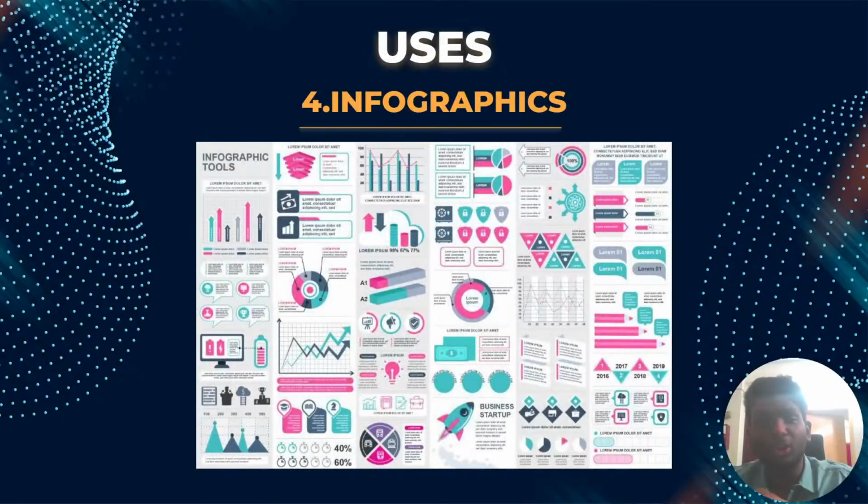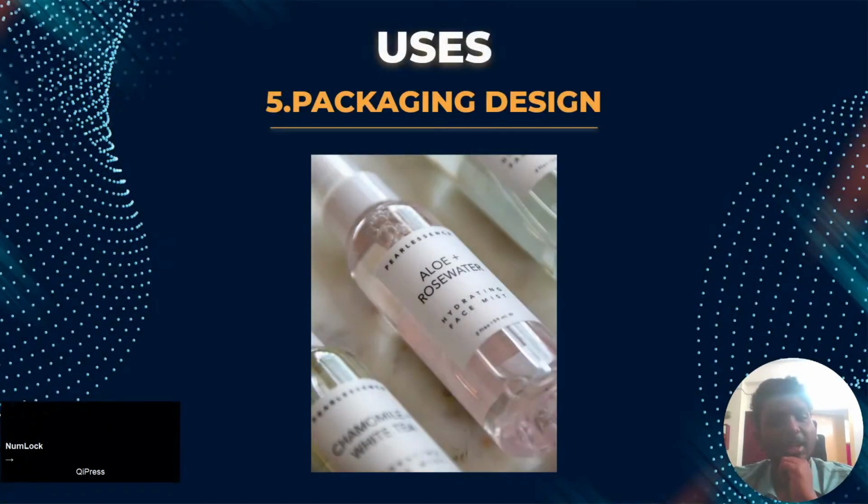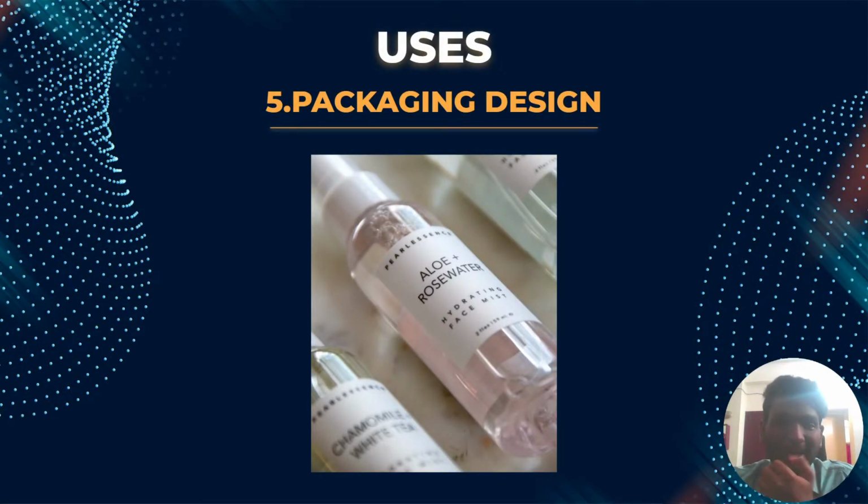So you can also do infographics, like graphs, and you can create graphics through visual content, like pie charts, graphs, and stuff like that. It's also really useful for this, I would say. And as I said, they are used for packaging design. So for the stickers on the bottles or the packet, if you want to design it, Illustrator is the software that you should go to, I would say.